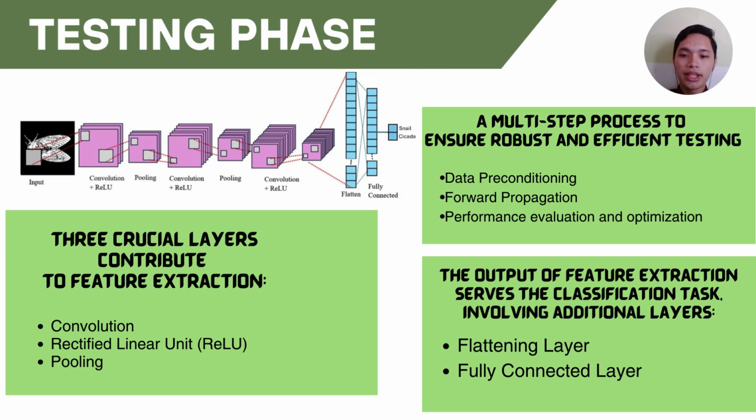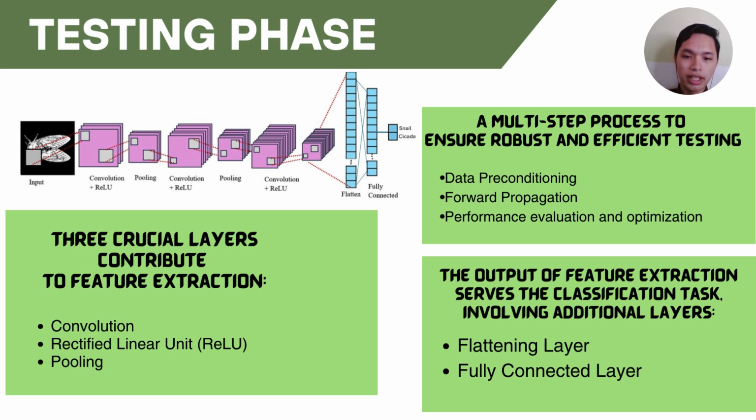There are three crucial layers that contribute to feature extraction, the first of which is convolution. The convolution layer employs learnable filters, which are kernels, to detect local patterns in input data. Through element-wise multiplication and summation, this filter extracts specific features, enabling the identification of edges, texture, and visual patterns.